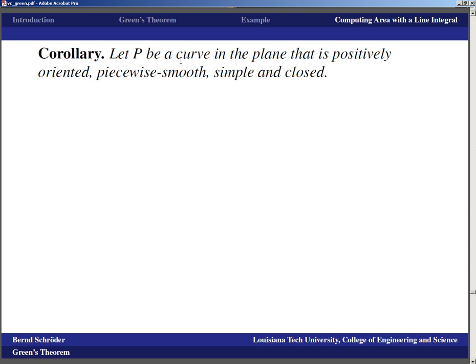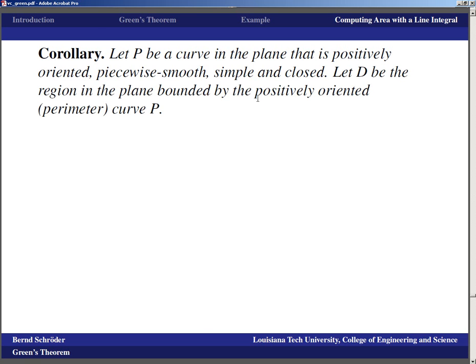Similarly, as a corollary, if we have P, a curve in the plane that is positively oriented, piecewise smooth, simple, and closed, and if D is the region in the plane that is bounded by this positively oriented perimeter curve P, then the area of D is A equals the integral over the perimeter of x dy.